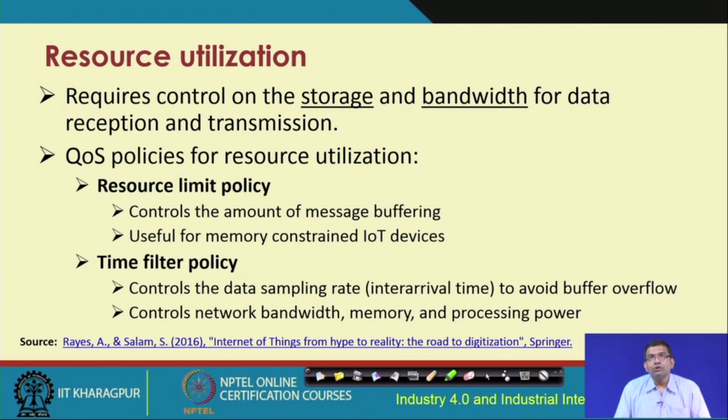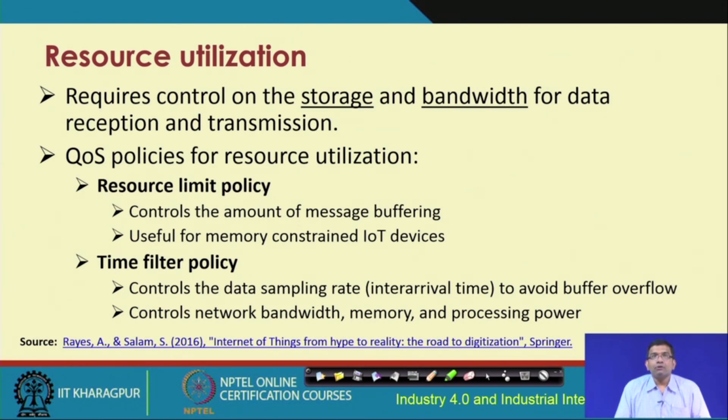It talks about the requirement of control on the storage and bandwidth for data reception and transmission. We are talking about resources. Resources in the context of networks mean different things such as storage, bandwidth, etc. The control over these resources for reception and transmission is something that has to be considered as a QoS criterion, and this is quite fundamental.